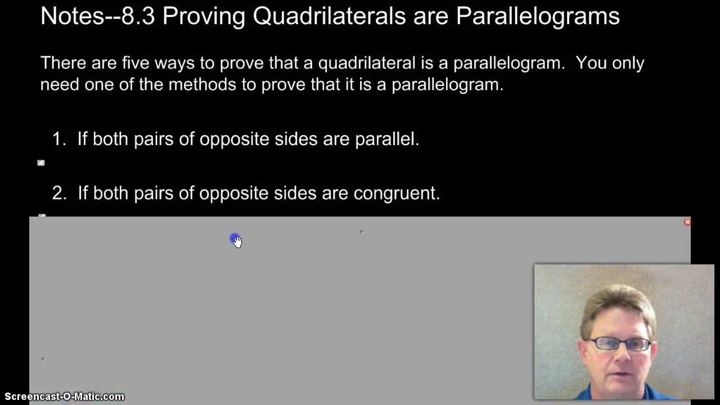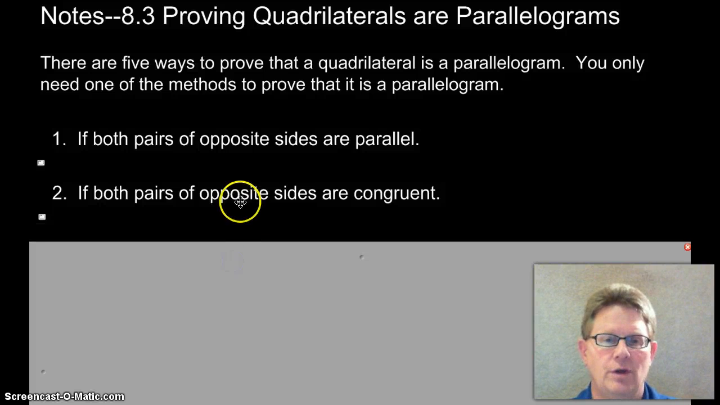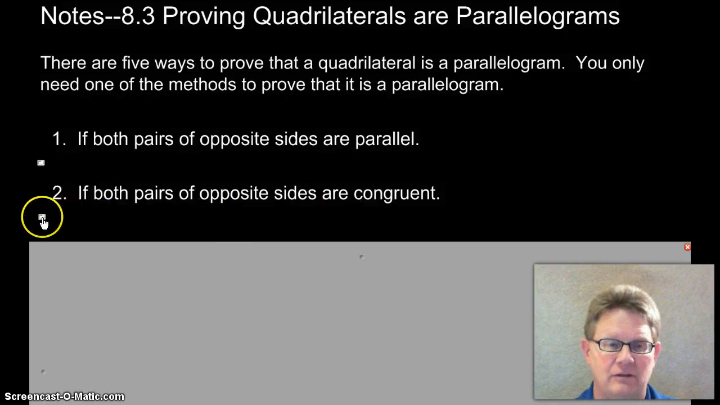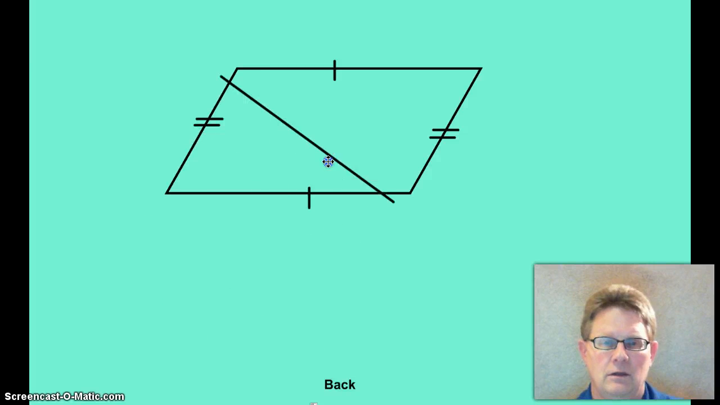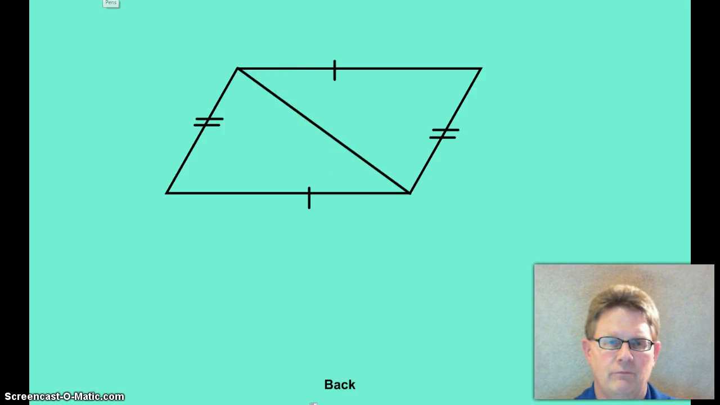Okay? Second method. If you can show that both pairs of opposite sides are congruent, then that quadrilateral has to be a parallelogram. So if you can show that both pairs of opposite sides are congruent to each other, then it's a parallelogram. And that proof is made by drawing this auxiliary line, and then that side will be congruent to itself.